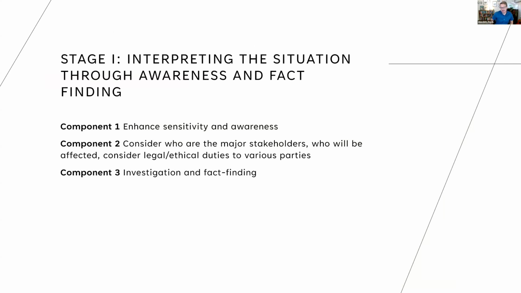So stage 1, interpreting the situation through awareness and fact-finding. We bring in that virtue-based ethics here as component 1, enhanced sensitivity and awareness. So the main point here is that we are going to start by taking a pause, and we're going to do what we can to increase our awareness of who are the impacted people in this.